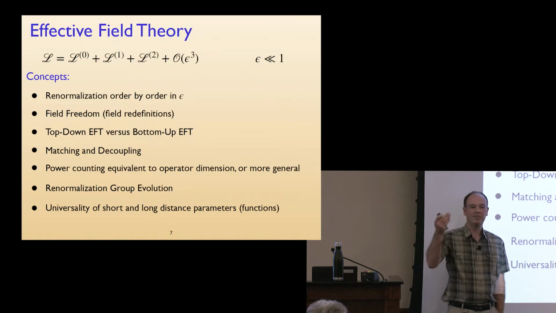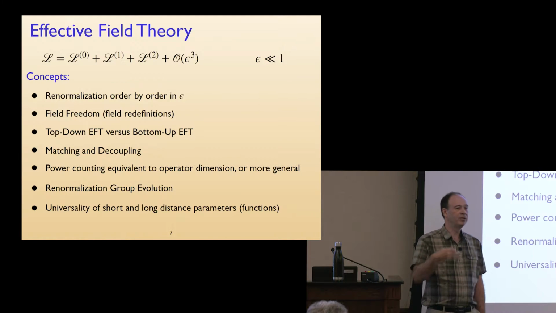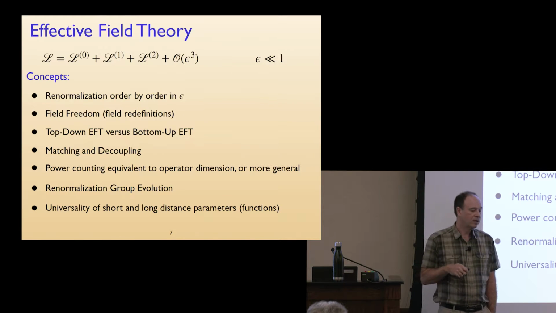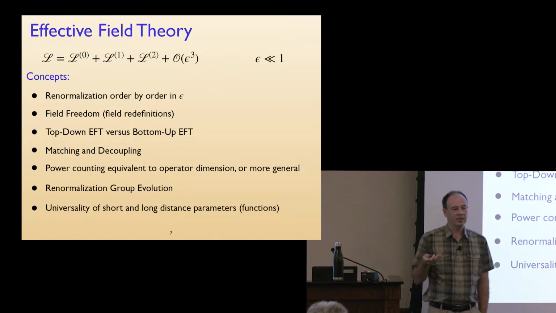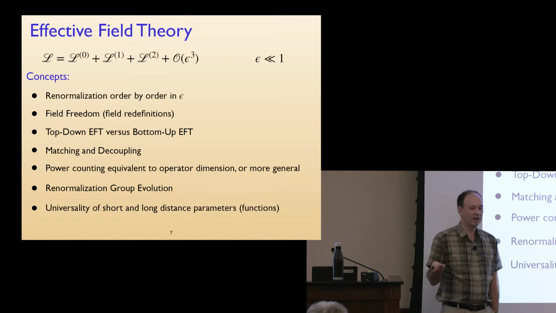There's this notion of top-down and bottom-up effective field theory. I'll say a little bit more about that. There's a notion of matching and decoupling. This is the concept by which we take effective field theories, construct them, and build in short-distance physics, for example, into our effective field theory systematically. There's power counting in the effective theory, and in the simplest effective field theories, that's just the dimension of operators.